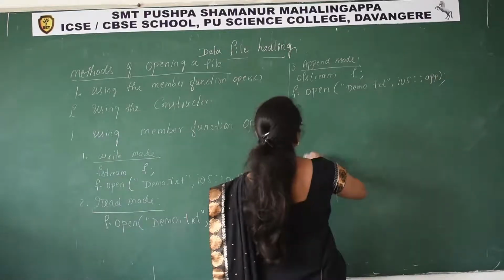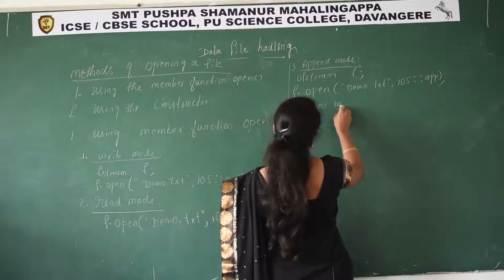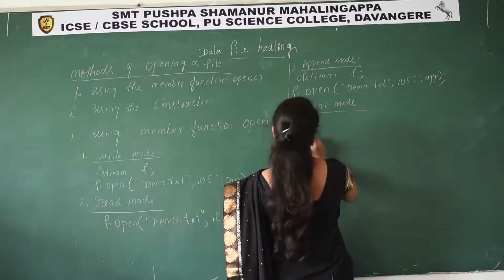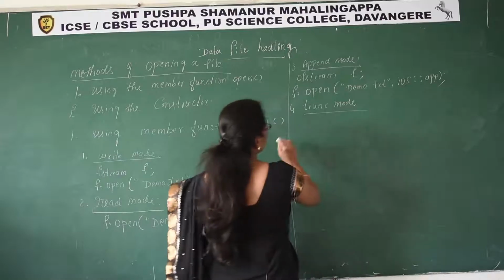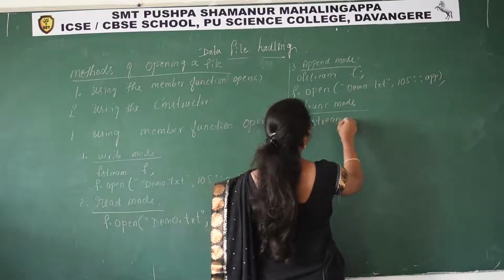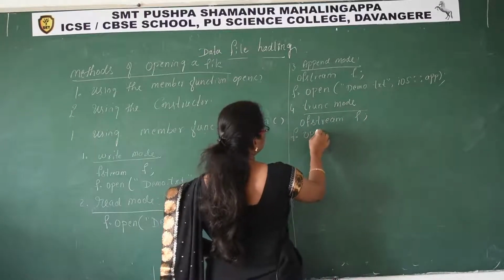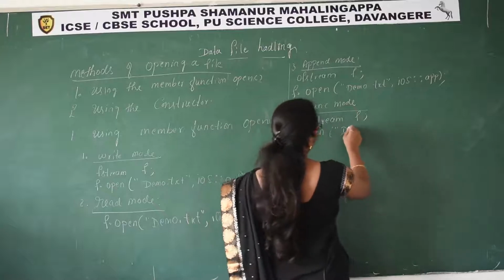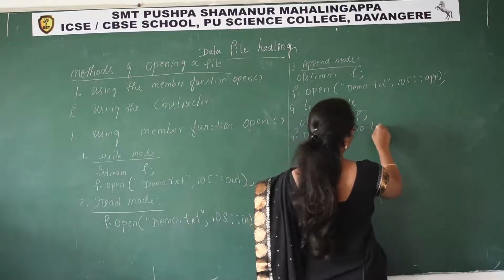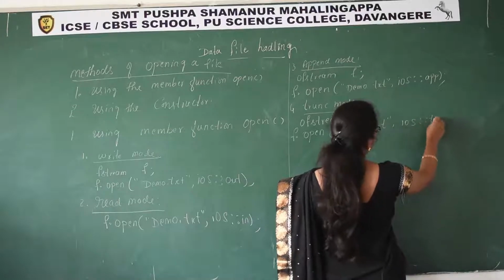Fourth, trunc mode. It is also open, write mode. f dot open demo.txt, ios scope resolution trunc.